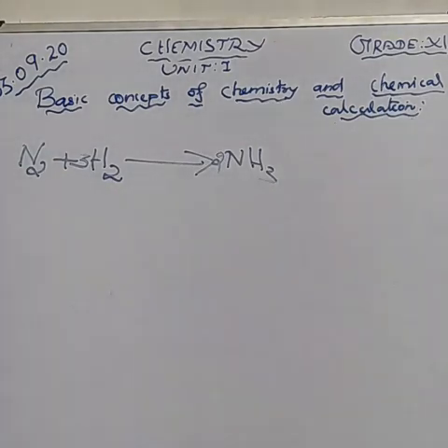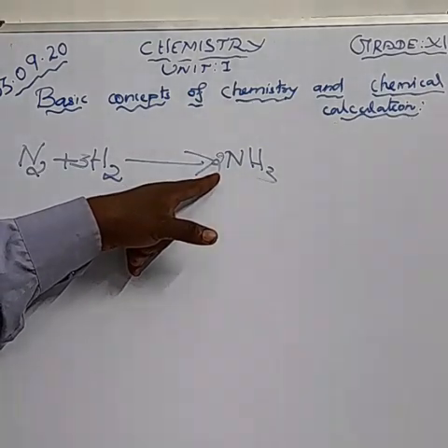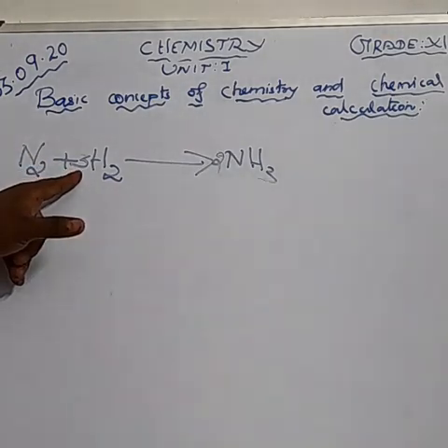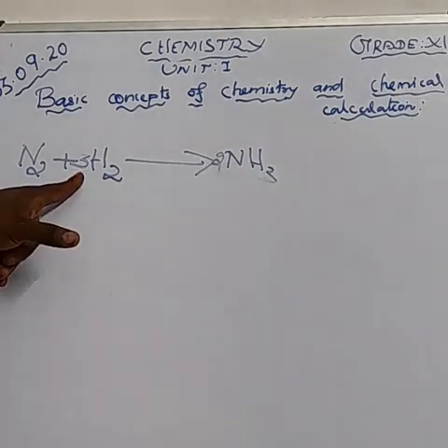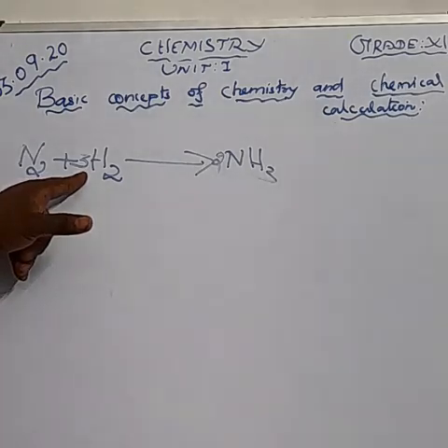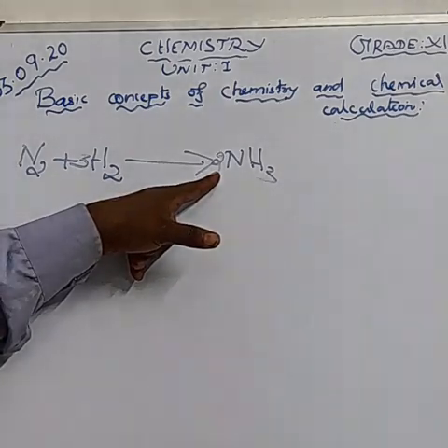Then the next question. As per the stoichiometric equation, to produce 2 moles of ammonia, 3 moles of hydrogen are required. Am I right? In the equation, there are 2 ammonia molecules. That is, 1 mole of nitrogen combines with 3 moles of hydrogen to give 2 moles of ammonia. Are you clear?